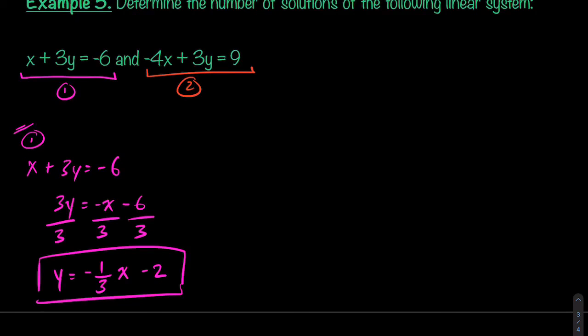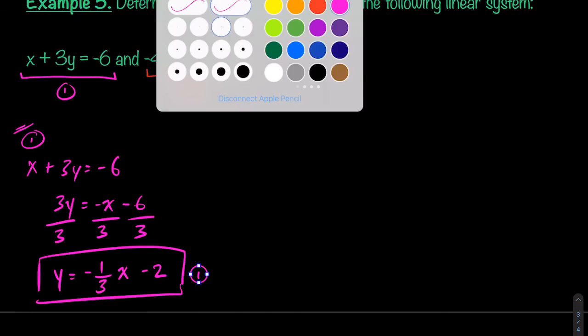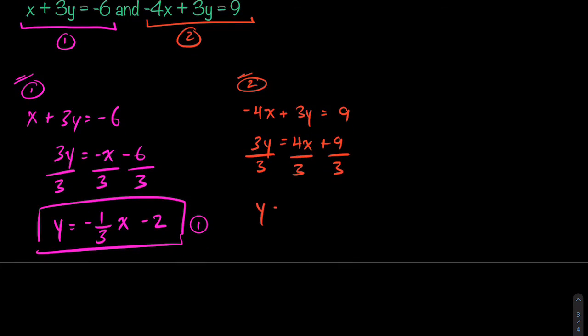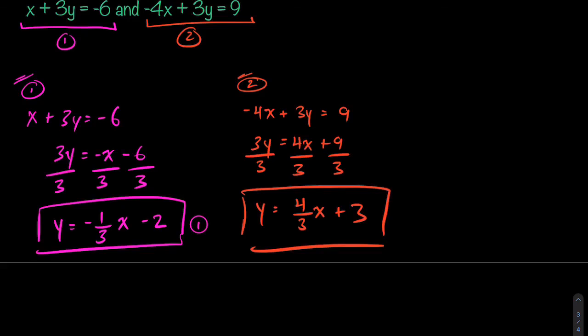So here's equation, this is equation 1. And let's do equation 2. Negative 4x plus 3y equals 9. What do we get with this one? Well, let's move that negative 4x to the other side. So we get positive 4x plus 9 divided by 3 all the way through. We get y equals 4 over 3x plus 3. Equation 2. Okay. So 1 and 2, let's compare them.